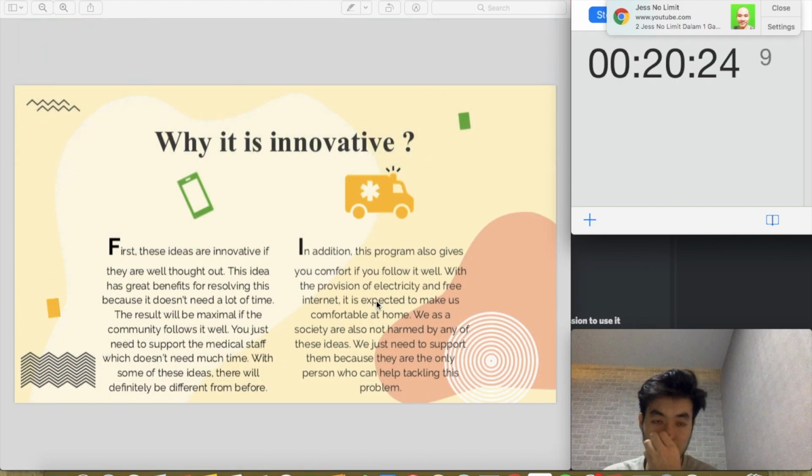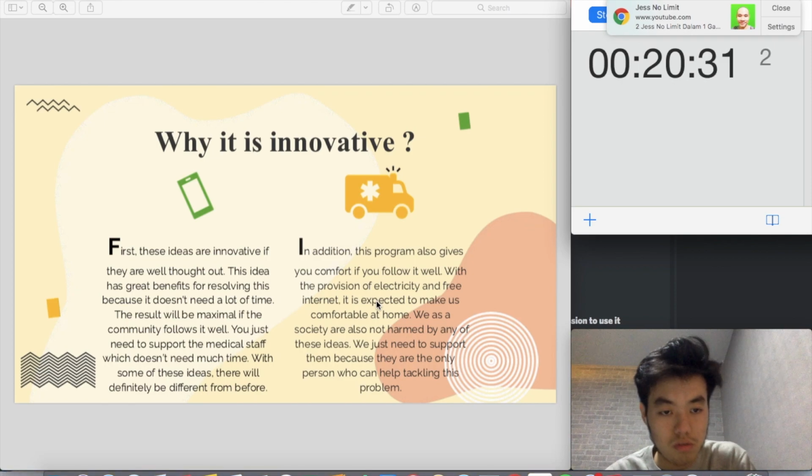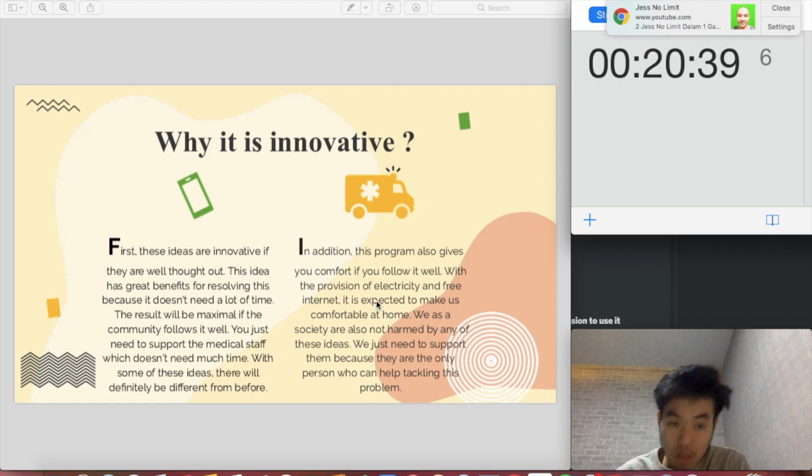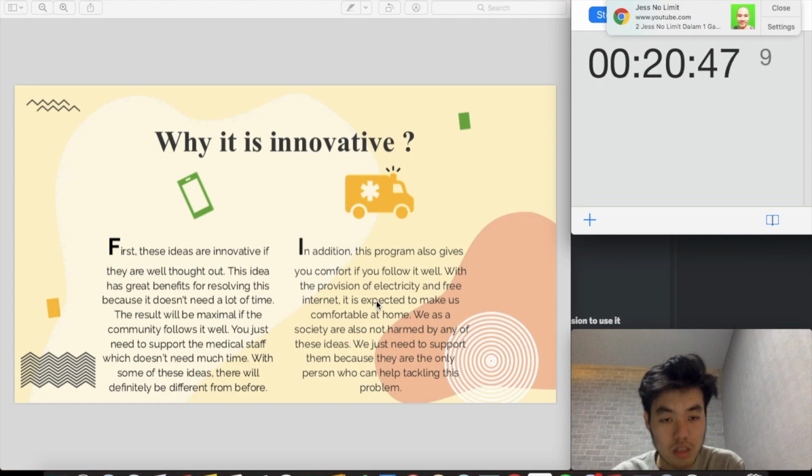So why is it innovative? Why is it an innovative idea? First, these ideas are innovative if they are well thought out. These ideas have great benefits for resolving this problem because it doesn't need a lot of time. The result will be maximal if the community follows it well. We just need to support the medical staff, which doesn't need much time.